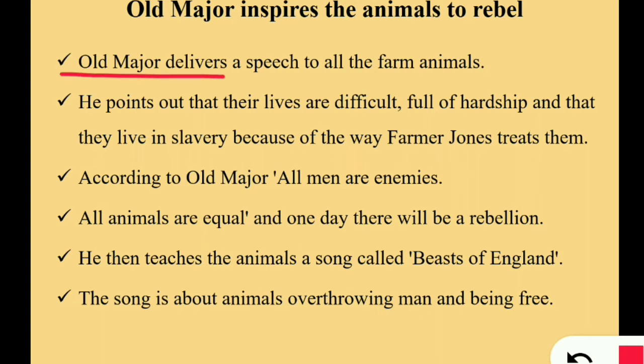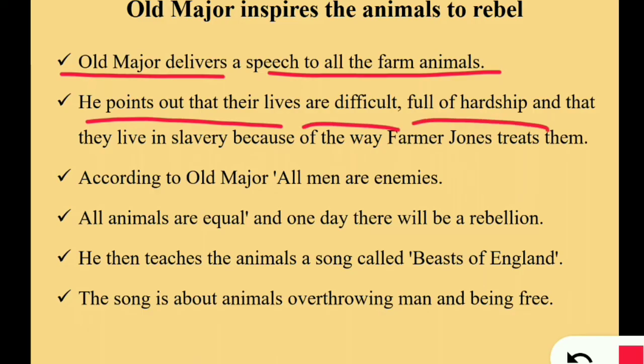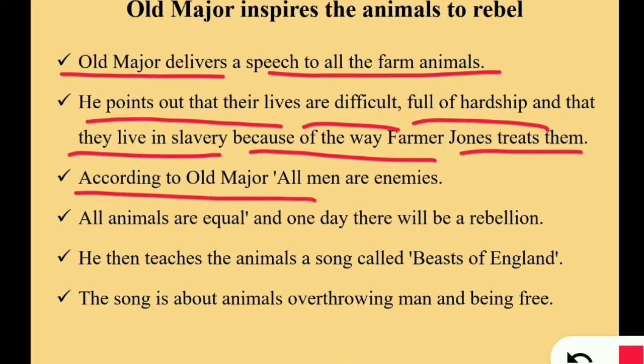Old Major delivers a speech to all the farm animals. He points out that their lives are difficult, full of hardship, and that they live in slavery because of the way Farmer Jones treats them. According to Old Major, all men are enemies. All animals are equal, and one day there will be a rebellion.